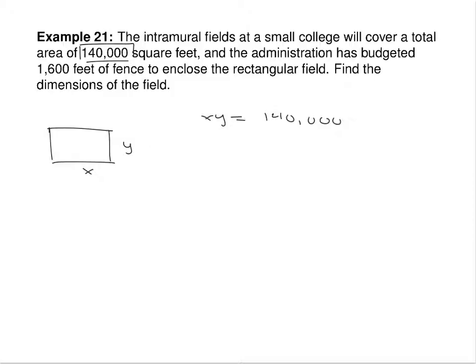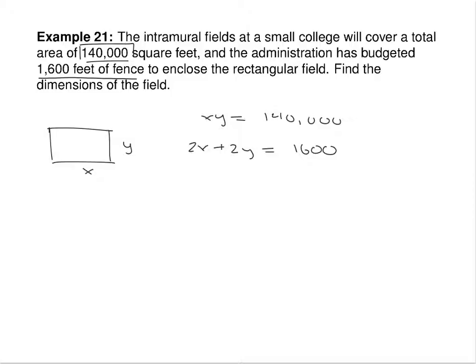And they have 1,600 feet of fence. So what is that actually talking about for this thing? The perimeter. So how many x's are there in the perimeter? 2. So 2x plus 2y equals 1,600. Yep, exactly.